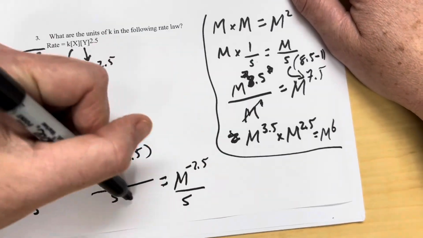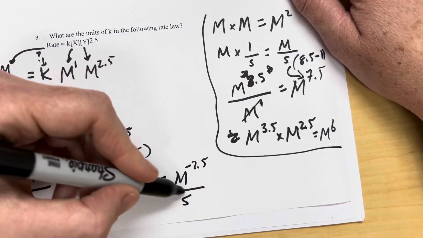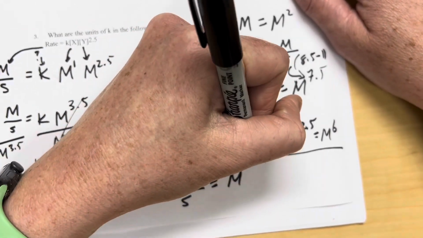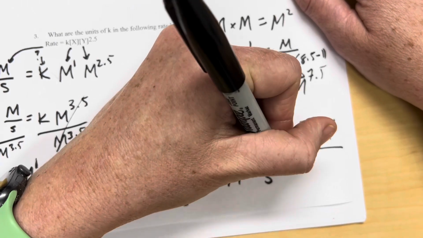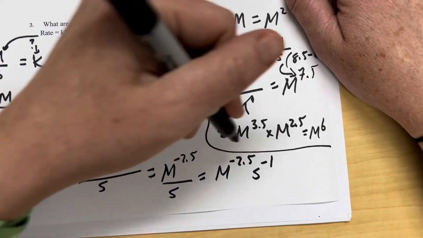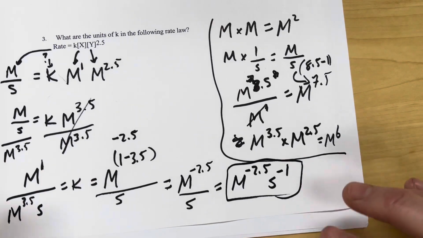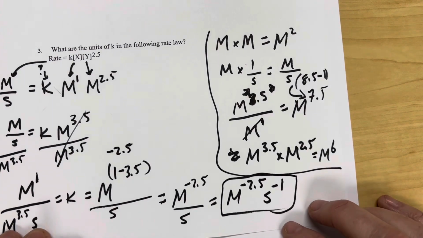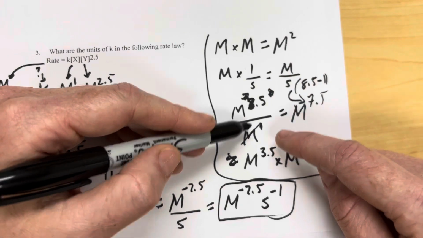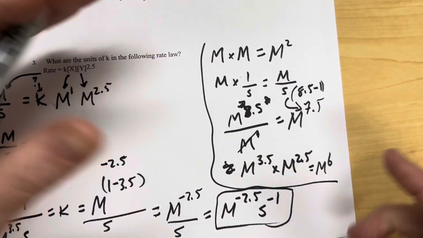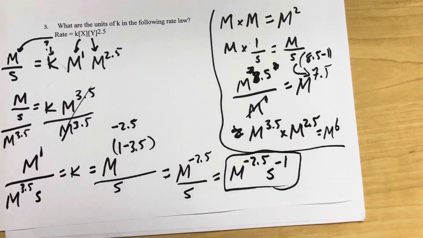over s. And remember, anything that's on the denominator, you can bring it up to the top by just putting a negative sign in front of it. And this would be our answer for the units of this thing. So if that didn't make sense, go through, do it a few times. The most important thing is you recognize when you divide exponents, you subtract them, and when you multiply exponents, you add them up. And that should hopefully really help.